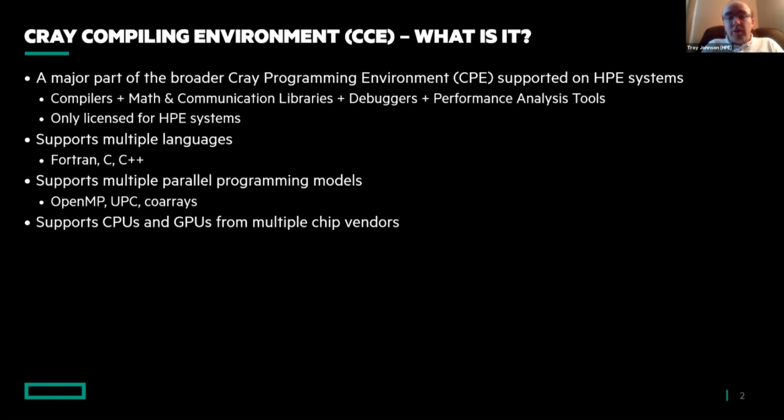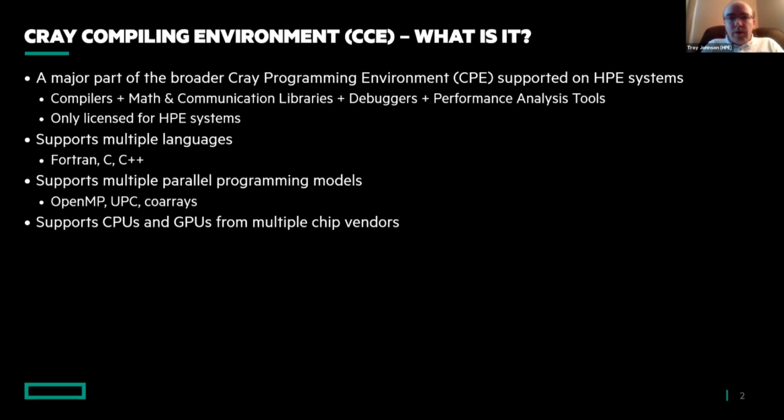We support multiple parallel programming models. Mainly that's OpenMP. That's what we see used the most for parallel programming. And we use OpenMP to target both CPUs and accelerators like GPUs. Well, I'll get to that more later.